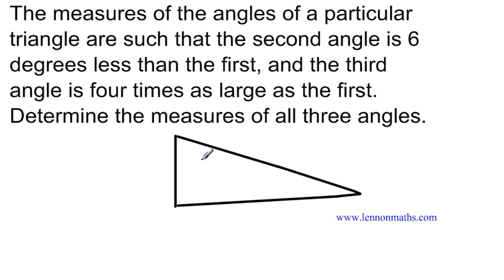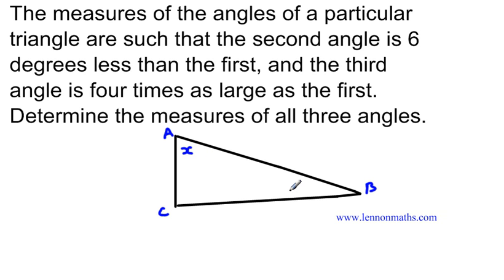The second is 6 degrees less than the first. Okay, so we can look at the smallest angles for that matter of fact. Let's choose this to be our first. Let's call this A, call this B, and call this C. Okay, so the second one is this one, which is 6 degrees less than this. So let's call this X.